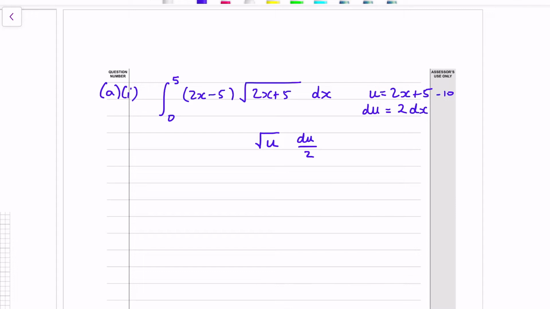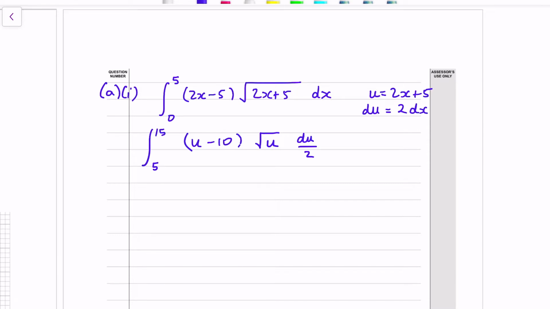And that's the case with all integration by substitution problems. The idea is that you replace everything in the question with the new variable, including the limits. So when x is equal to 0, u is equal to 5. And when x is equal to 5, u is equal to 15.